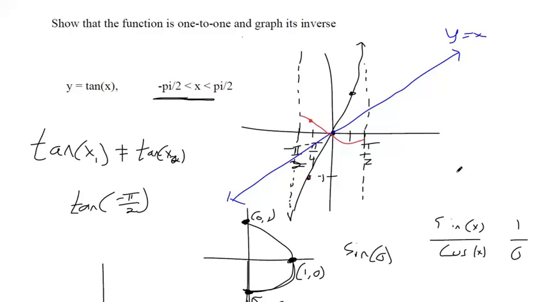But you could always graph the inverse real quick. We have a button on our calculator for that. The inverse of tangent is arc tangent, or sometimes it's written like this as a little shorter notation. Either one of those is the inverse of tangent.